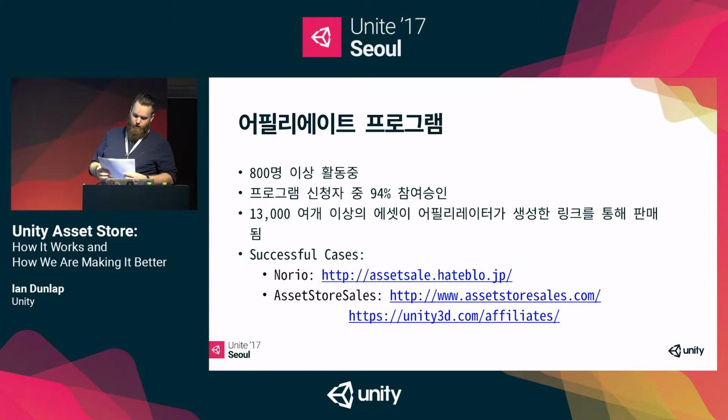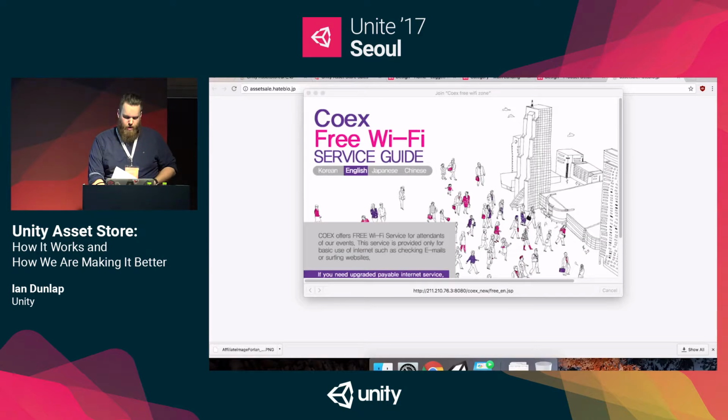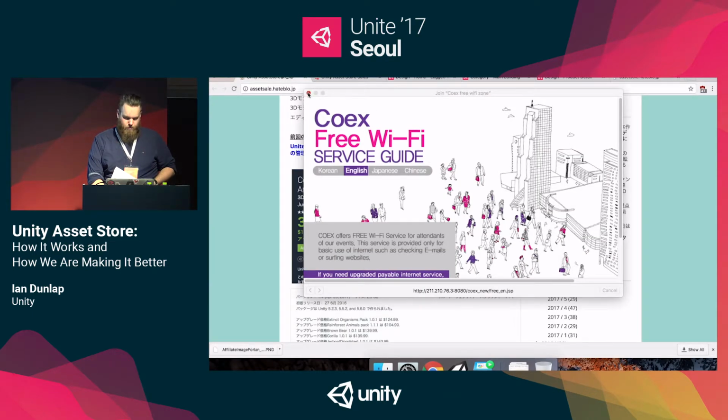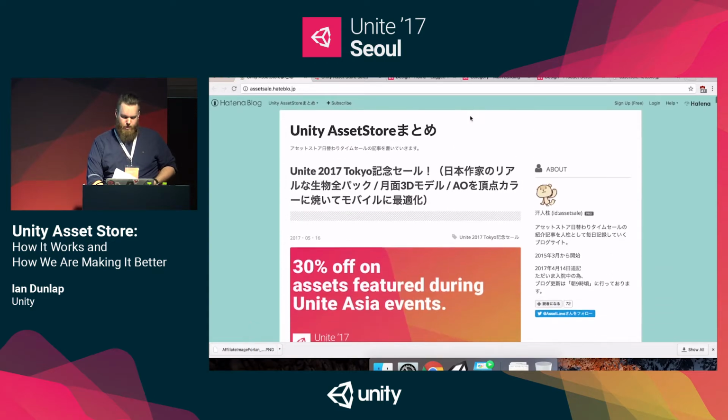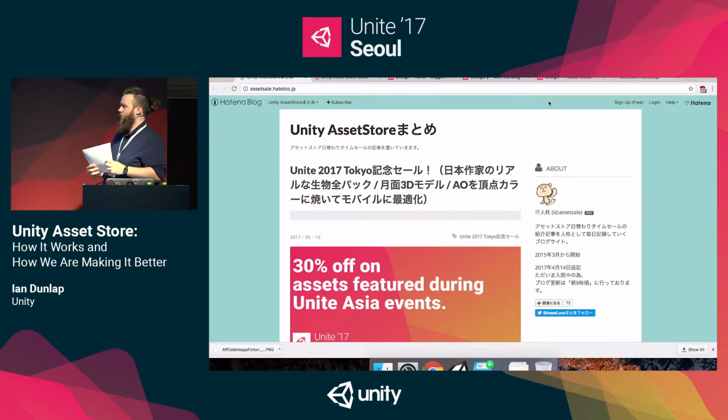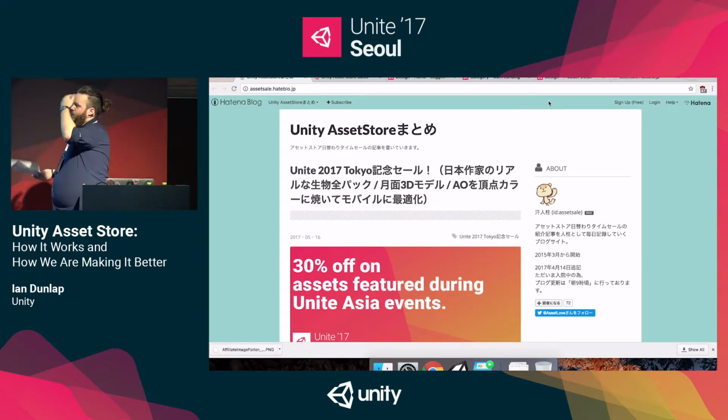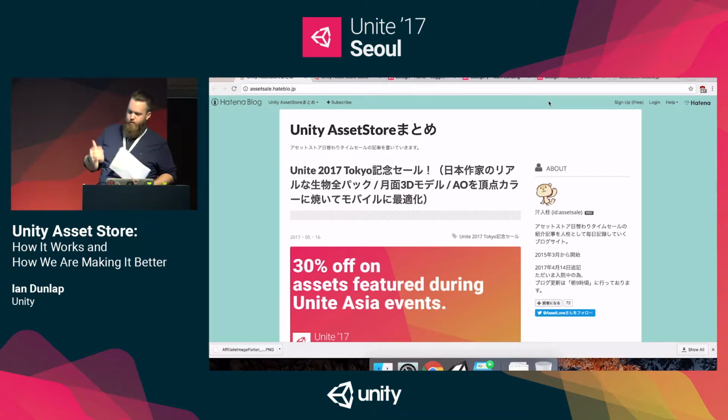So we currently have 800 plus members in the affiliate program, who have sold a handful of products. These are some examples of our top affiliates, just to show you what they're doing. This is Norio, who is a Japanese developer, and this is their blog. They're talking about Unite Asia and all the things we're doing.